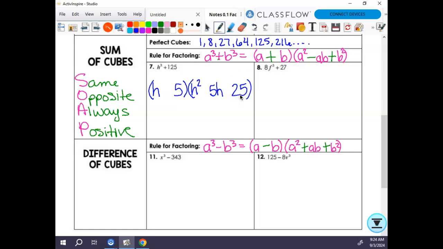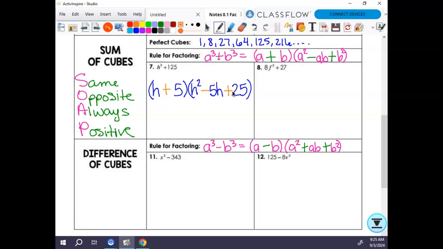I'm going to worry about the numbers and variables first, then I'll worry about the signs. Okay? So this was sum, so this is plus, so this is same, opposite, always positive. Make sense? What questions we got?